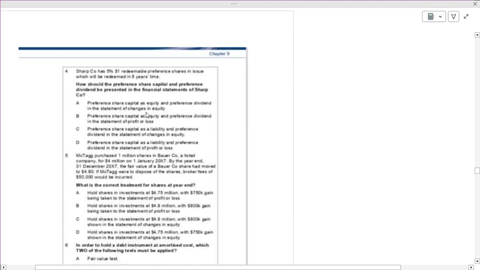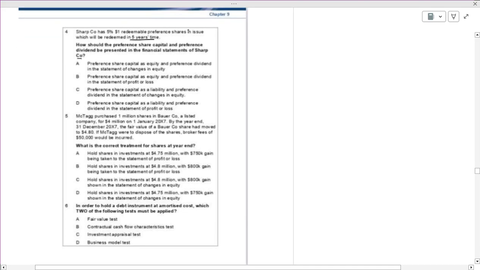Sharp has 5%, $1 redeemable preference shares in issue, redeemable after 5 years. How should the preference share capital and preference dividend be presented in the financial statements? Are preference shares equity or a liability? Liability.